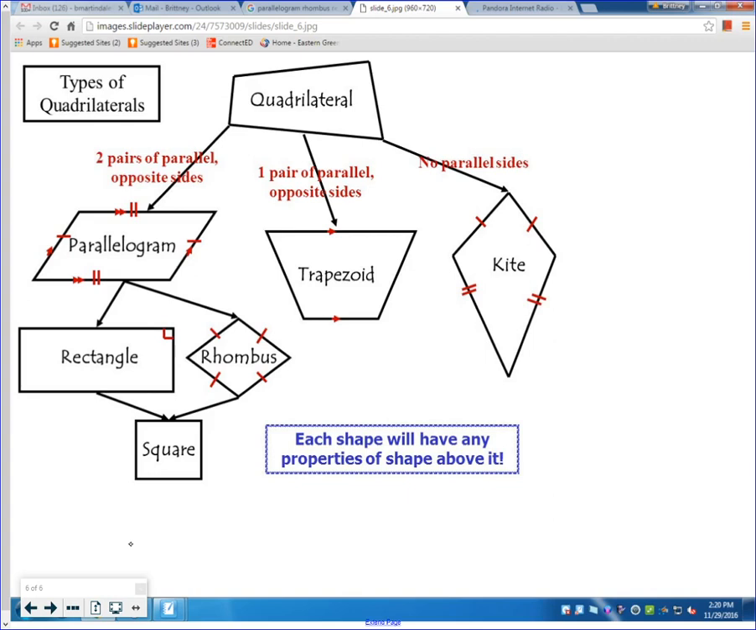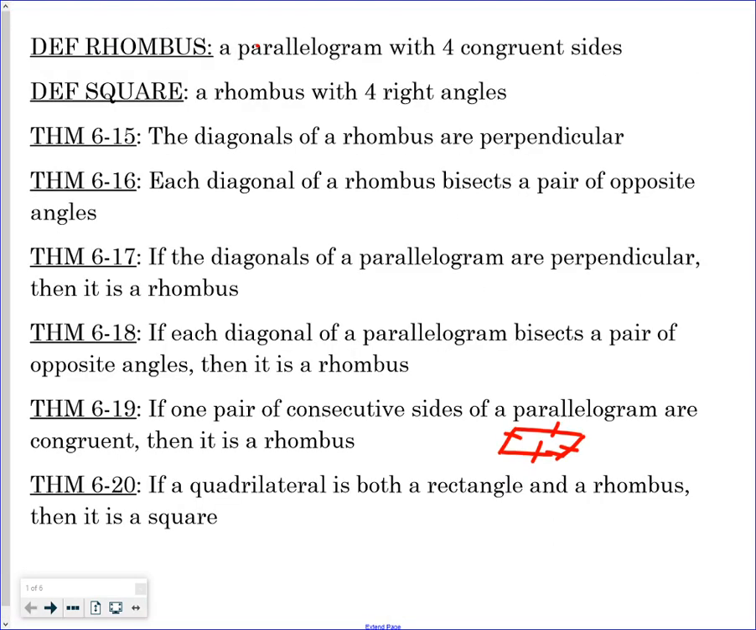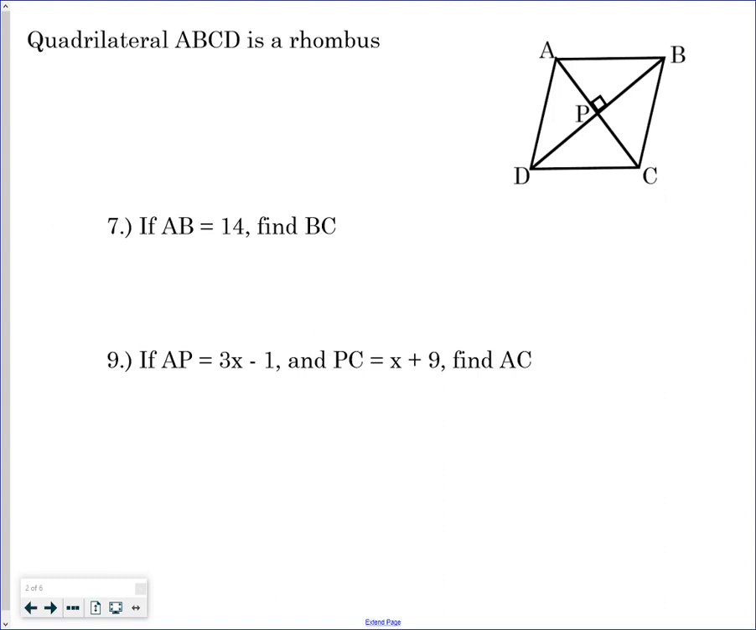Right? But a square is a parallelogram. Okay? I know, it's still kind of confusing, but I feel like the flow chart kind of helps some people visually. Okay. They told us quadrilateral ABCD is a rhombus. So I'm going to underline the word rhombus so I don't forget what they just said.